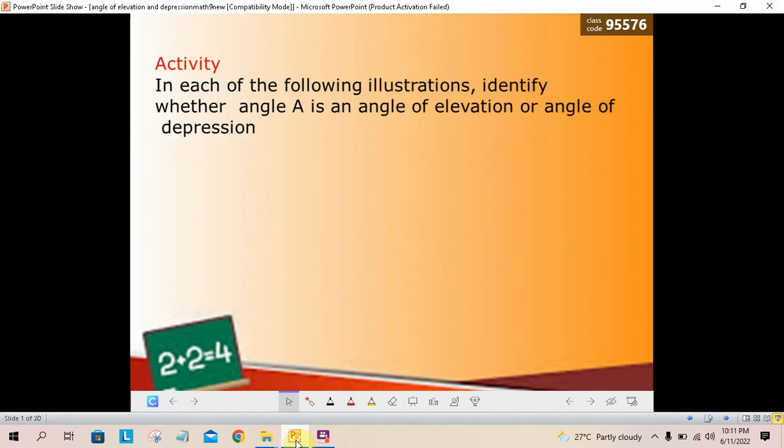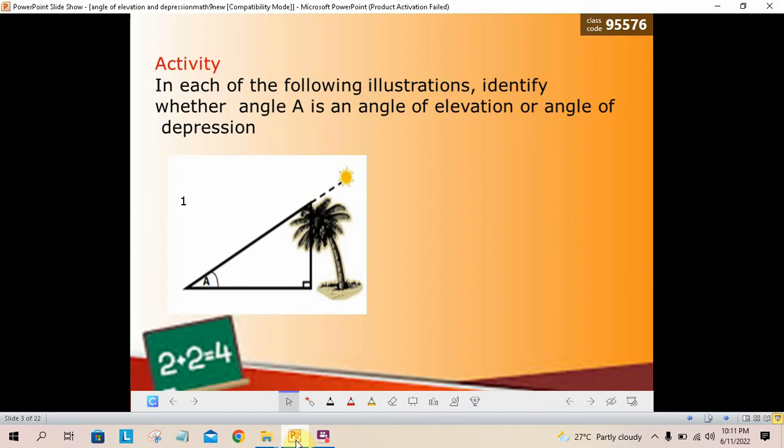In each of the following illustrations, you are going to identify whether angle A is an angle of elevation or angle of depression. Try to prepare 1/4 sheet of paper and you will answer whether it is an angle of elevation or angle of depression. You can write capital letter E for elevation and capital letter D for depression. For number 1, angle A is called elevation or depression.